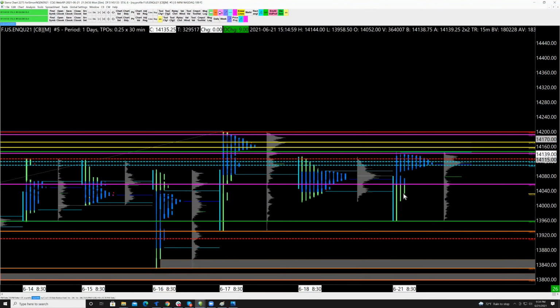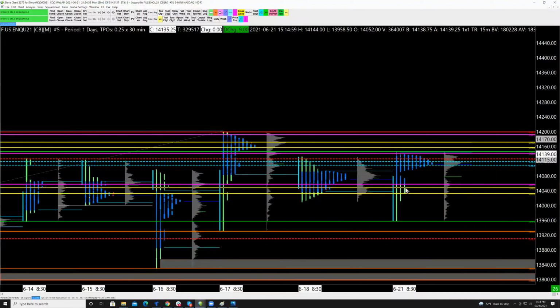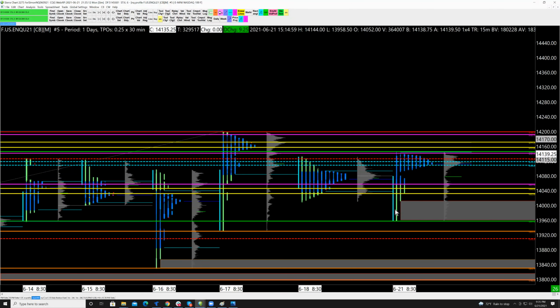So this is where experience comes in. I would just label it kind of like that. And then mentally, these are the single prints down here on this day. And so because I have the single prints here and the anomaly here, I know that both of these potentially provide reversal location. So I'll look for the chart to set me up.